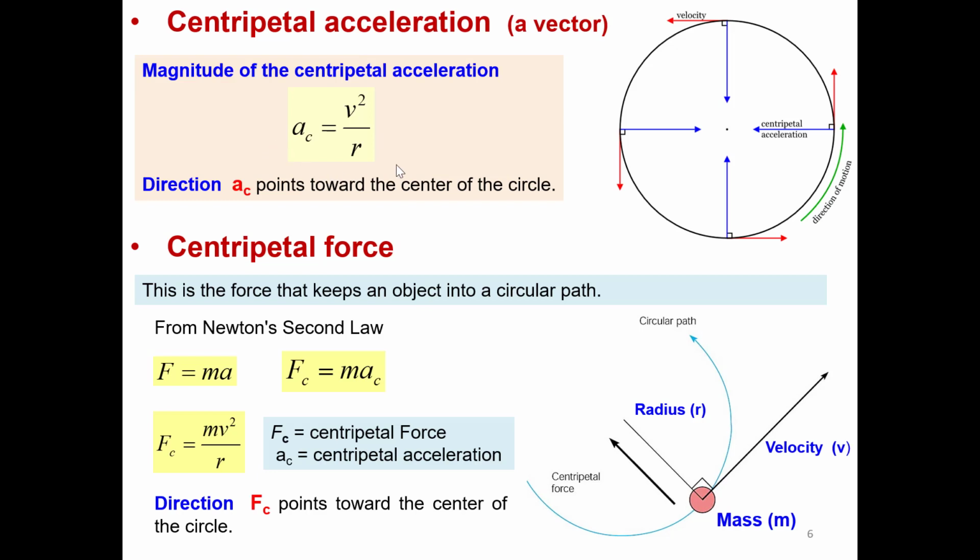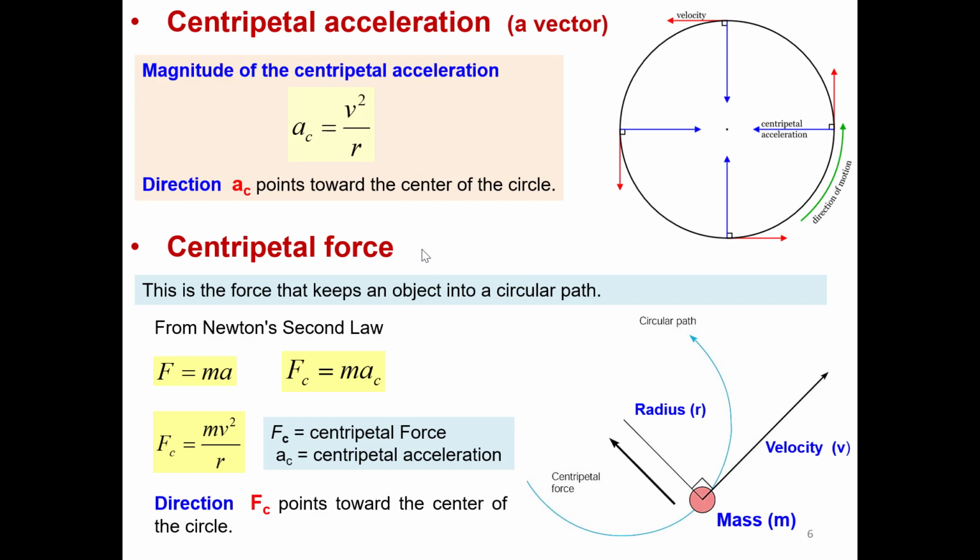We are not going to do the math of how we can get this equation, because it's a little complicated. We need some calculus knowledge. But we are going to apply this equation to solve some problems. For this course, what we want to know is that we can calculate the centripetal acceleration if we know the velocity of the object and the radius of the circular path.